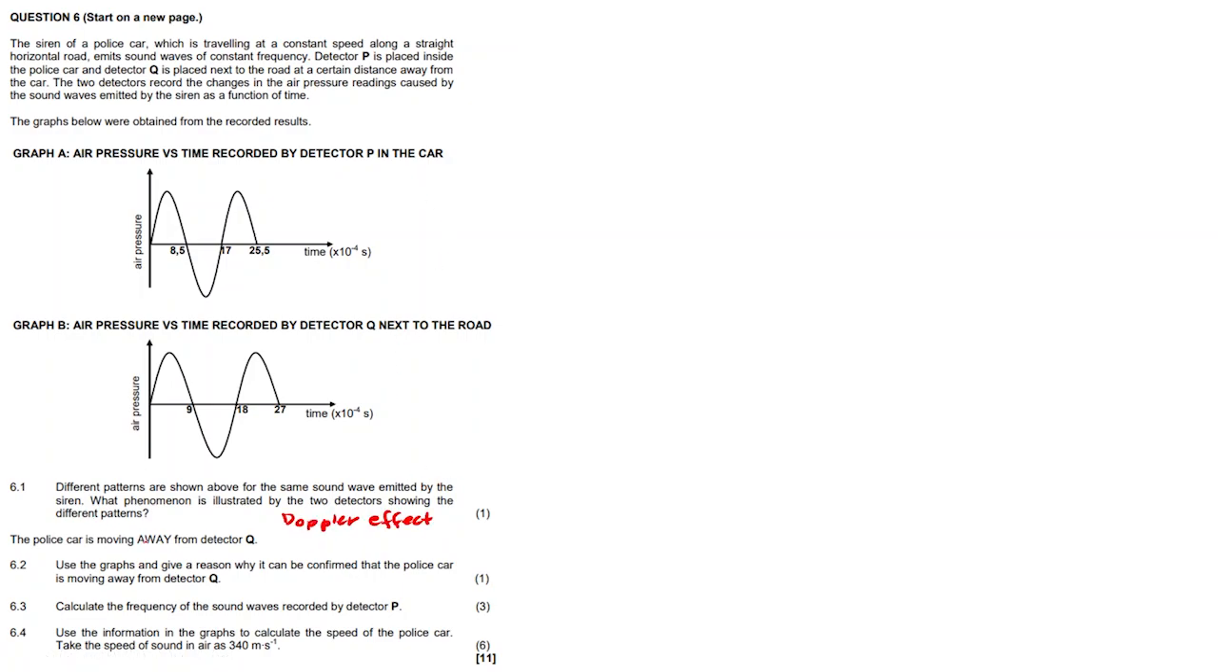The police car is moving away from detector Q. Question 6.2. Use the graphs and give a reason why it can be confirmed that the police car is moving away from detector Q. As we can see, this is the graph for detector Q. We see that the graph has longer periods, as here we have 25.5 and here we have 27 where it ends. This indicates that the longer periods are caused by a longer wavelength, therefore a lower frequency. And a lower frequency is heard when the object is moving away from the detector.